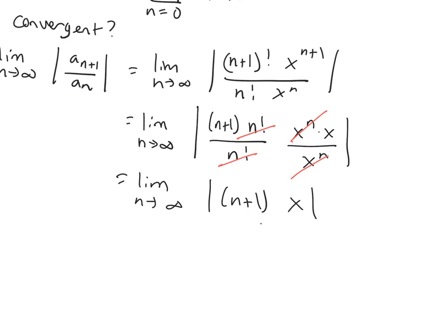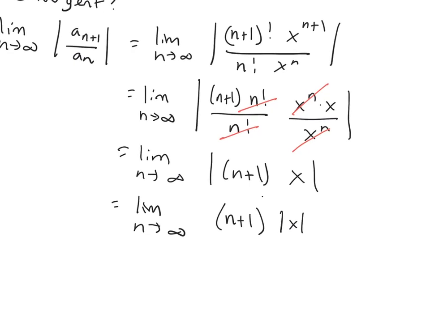So now let's try to get rid of our absolute values. n plus 1, is that positive or negative? Positive. The absolute value of a positive is just itself. What about x? x is a variable, right? So it's a placeholder for a number. So I'm not sure. It could be positive or it could be negative. So that part has to stay inside of an absolute value. I can't get rid of it, because it depends on what value of x I'm choosing.